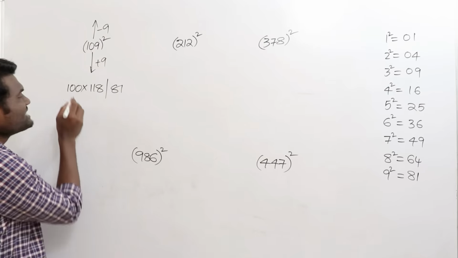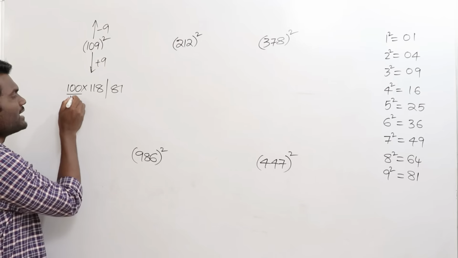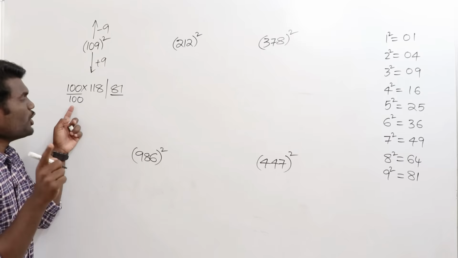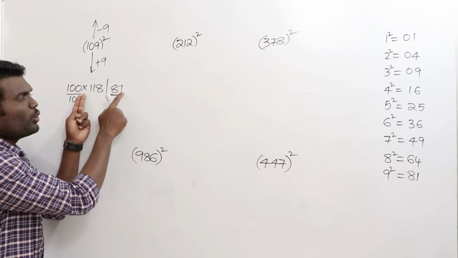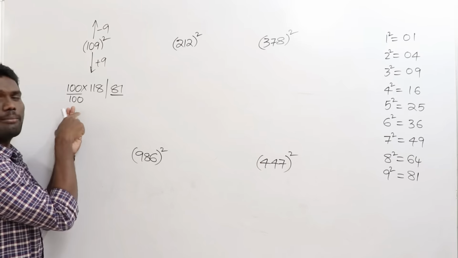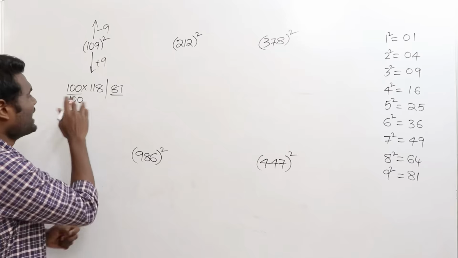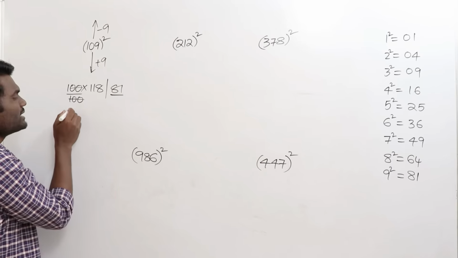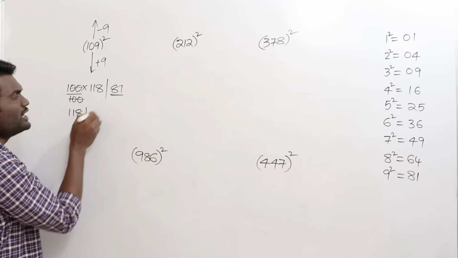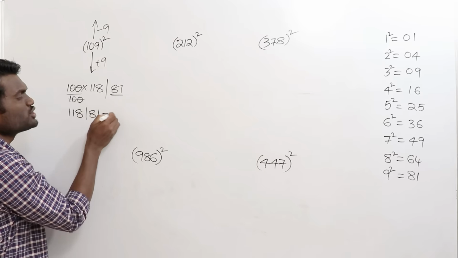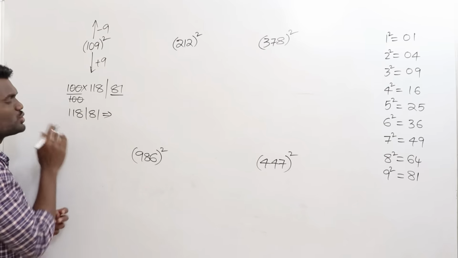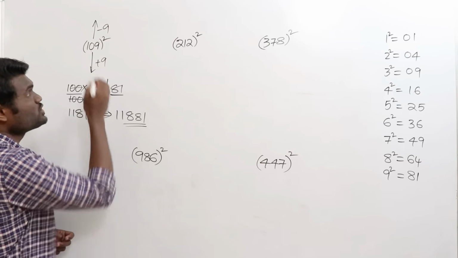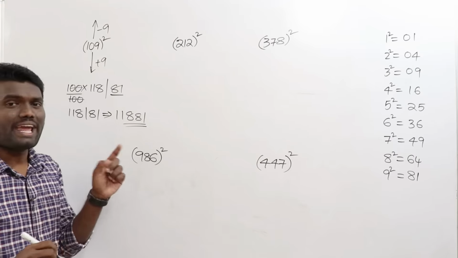Okay. Now as it is 100, you can divide it by 100. When you are dividing by 100, you can write both the digits. Why? Because I already told you, when you are dividing by 10, you are supposed to write only one digit, but if it is dividing by 100, you can write both the digits. Now zeros and zeros get cancelled. Now 1 into 118, it is going to be 118 and it is going to be 81. Now there is no carry, you can write the numbers directly. So the answer will be 11881, which means 109 square will be 11881.